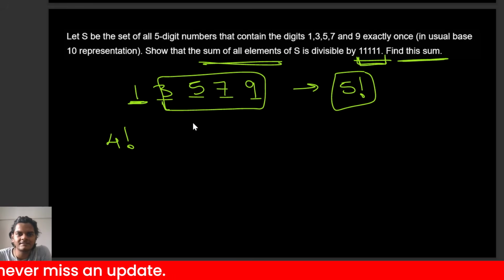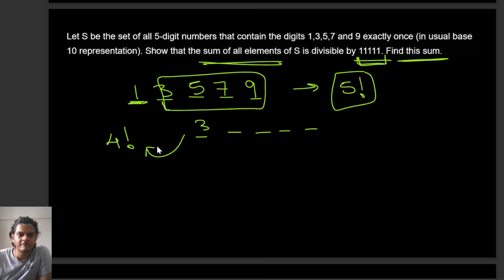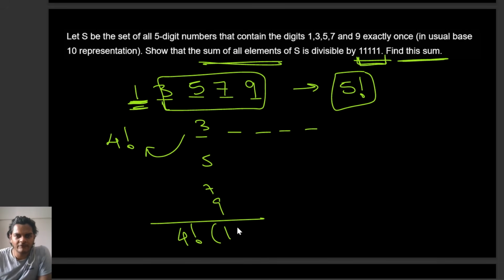How many times does 3 appear in the first place? This will also appear 4 factorial times. So that will happen for each of these numbers, right? Now, what is the sum of the digits in the first place? If I'm adding the number of ones plus threes plus 5, 7, 9, all of them, that will be simply 4 factorial into 1 plus 3 plus 5 plus 7 plus 9.